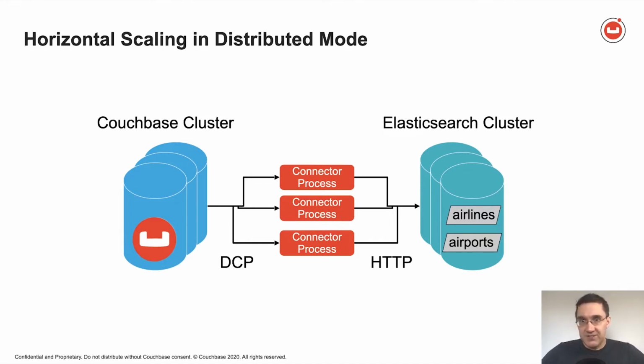The Couchbase Elasticsearch connector is a Java application, and you can run multiple instances of it if you anticipate a large volume of database changes. Each instance will talk to Couchbase using the DCP protocol and stream from a subset of the bucket partitions. For each database change, the connector evaluates the type definition rules looking for a match, then writes the change to Elasticsearch over HTTP using the Elasticsearch high-level REST client.